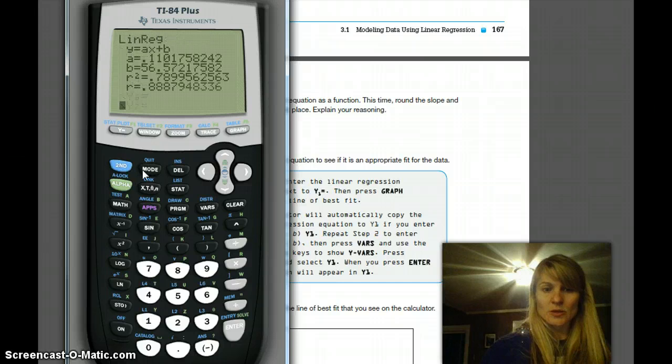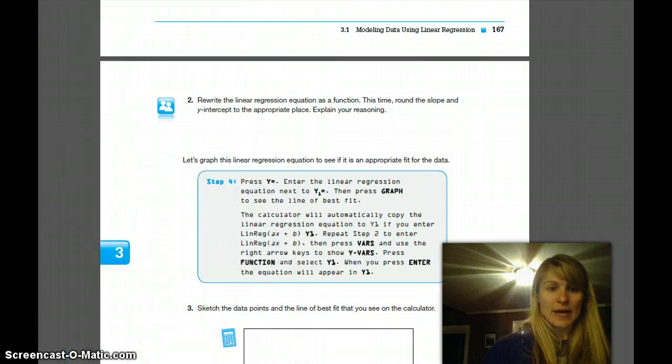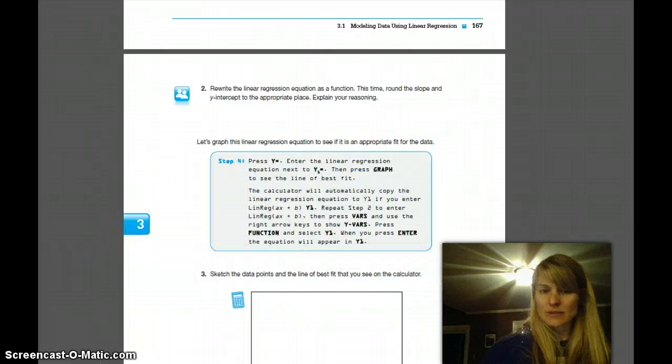So you're going to put in 0.110x plus your rounded answer here, and then you're going to hit graph. You should see that it's not really coming up, and that tells you that my window range is wrong. So if we go back, I think we talked about fixing the window range before.